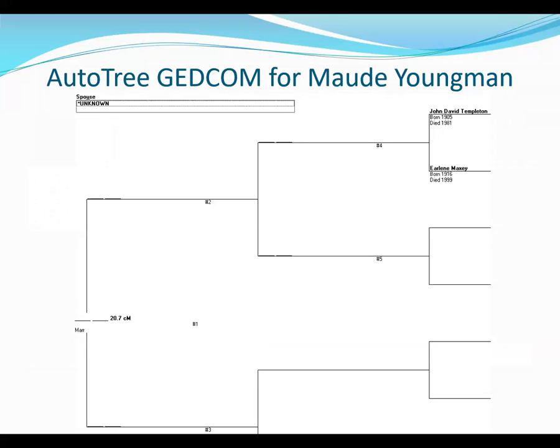GEDmatch also will develop a GEDCOM file for you showing this connection. And here it shows the GEDCOM file back to John and Erlene.